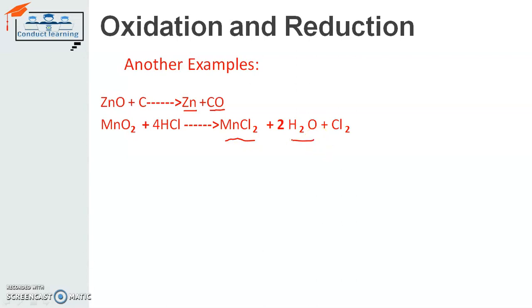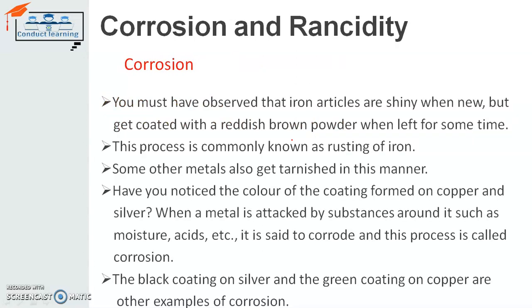So in short, we can say when oxygen is added to a substance, it is getting oxidized. When oxygen is removed from the substance, it is getting reduced. So this is the simple example for understanding what is oxidation and what is reduction. Some daily-life examples of oxidation and reduction are given there. For example, corrosion and rancidity. These are the two examples of oxidation.